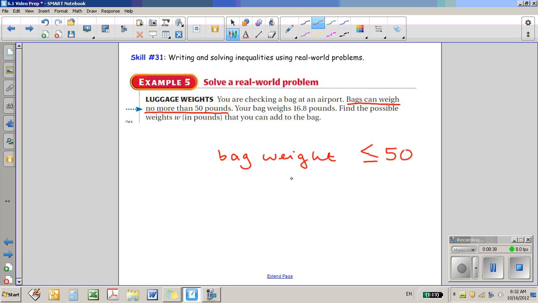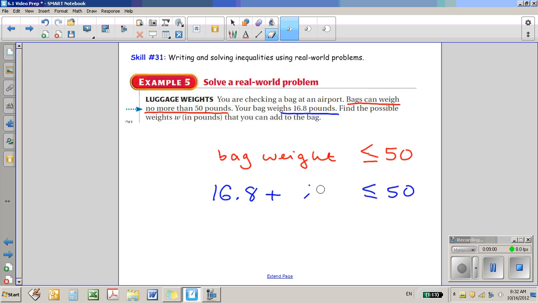So now we're going to get more specific. So our bag weighs 16.8 pounds. Now I'm going to use a variable here. This is going to be a variable that we're going to make up, so I'm going to use x here, but I have to define, oh never mind, we actually are asked to use a w here, and it was defined for us in the problem. If this wasn't defined for you in the problem, then you'd actually have to write down what the variable represents. In this case, we were asked to use w for the possible weight.